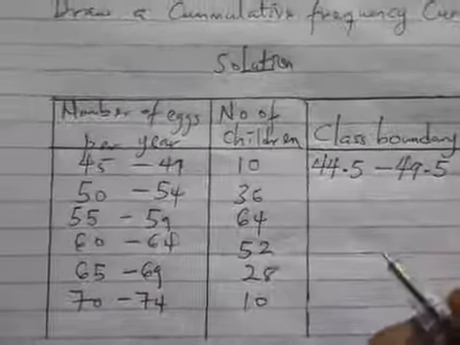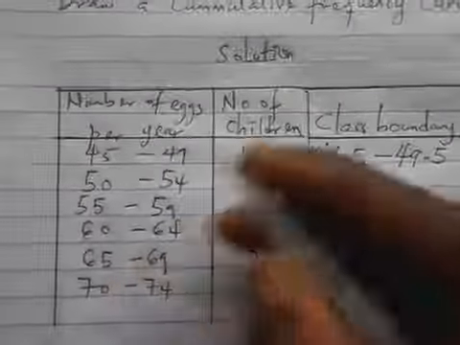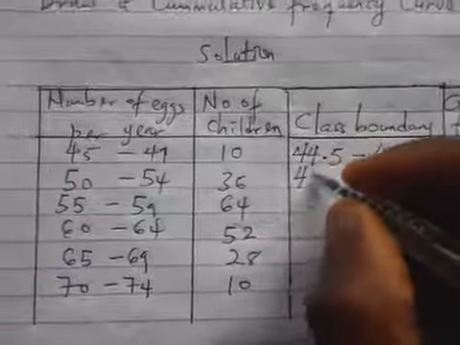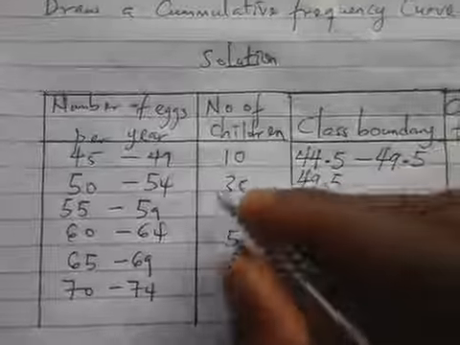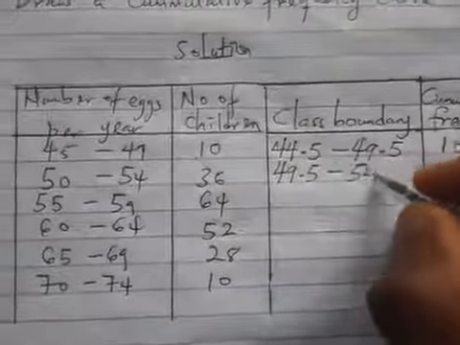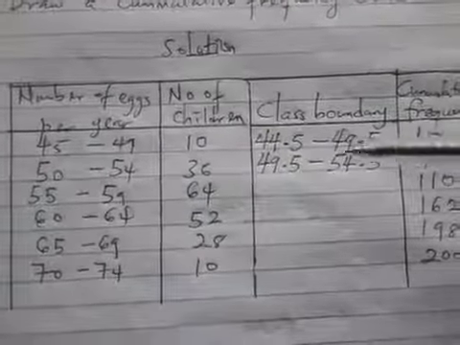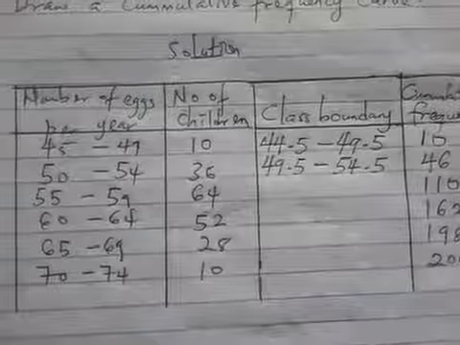You get it. Do the same to the second one. Remove 0.5 from 50, you get 49.5. Add 0.5 to 54, you get 54.5. That's how you do it until you complete your class boundary. So I'm going to complete my class boundary now.